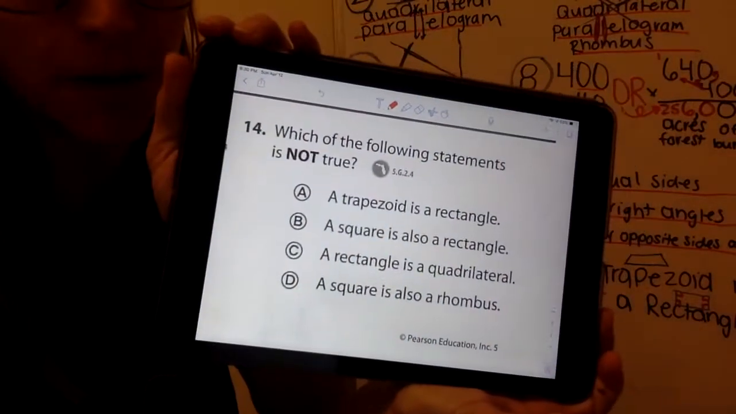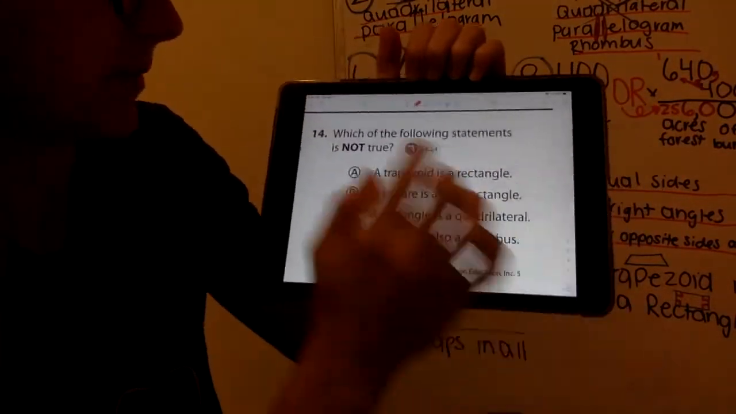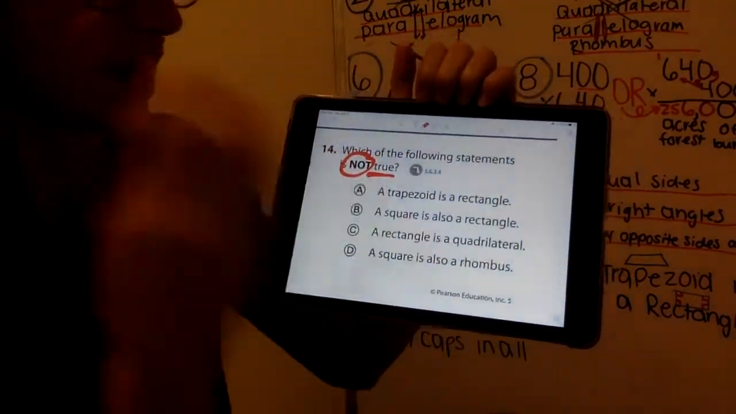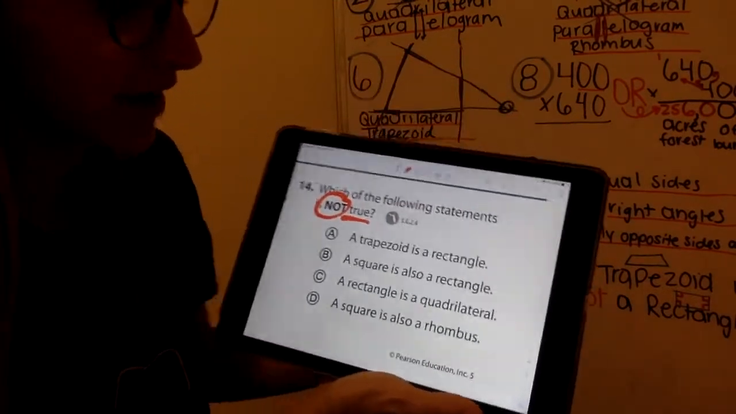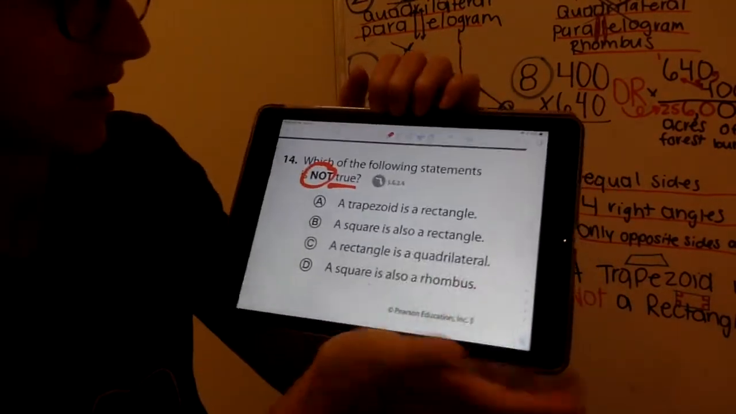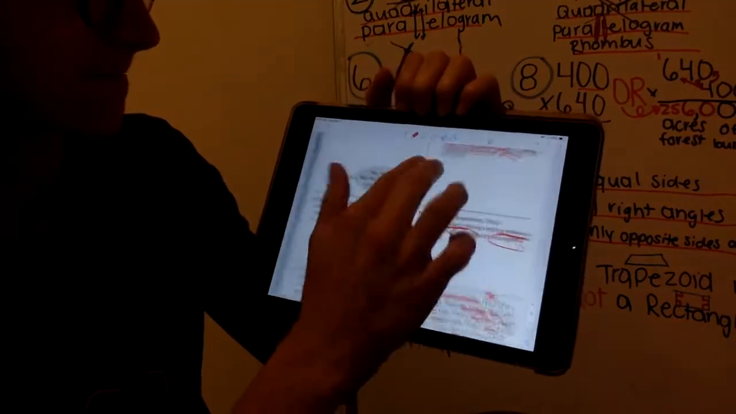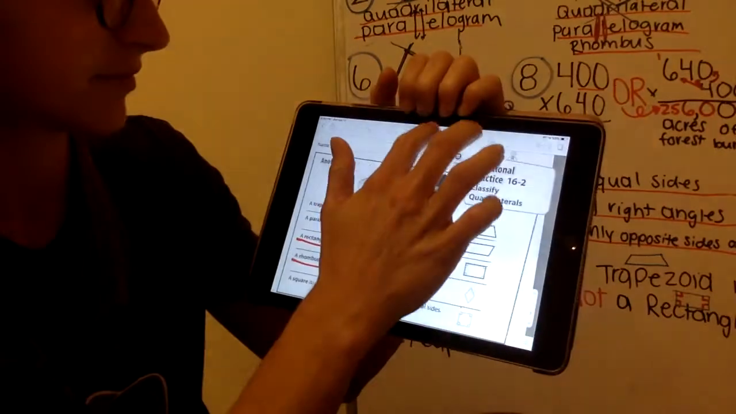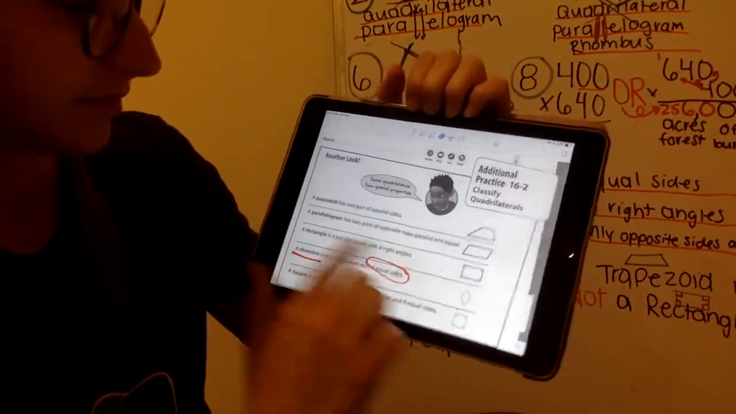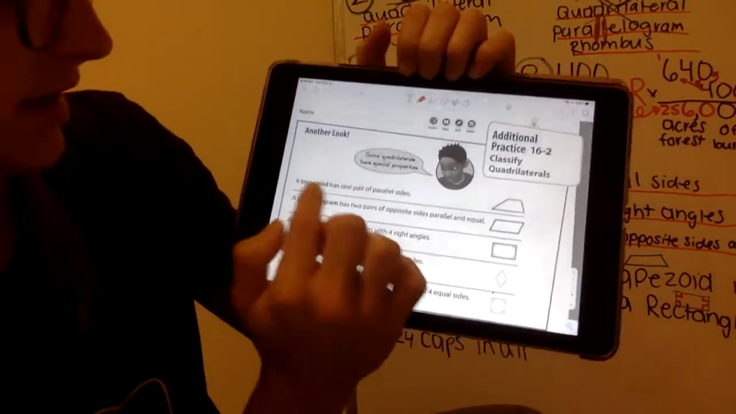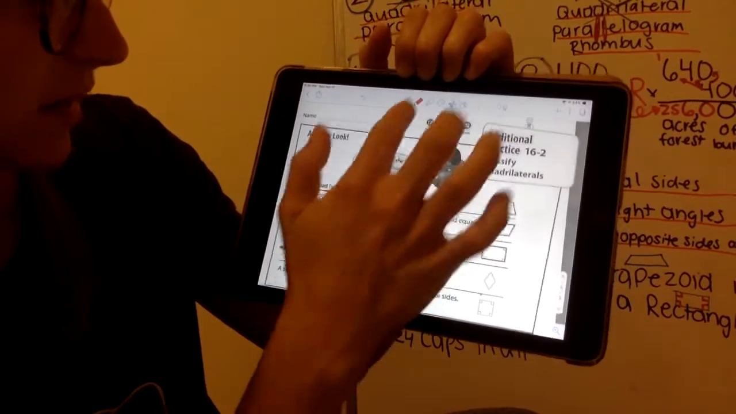I'm going to hold this one up here. It says, which of the following statements is not true? Again, this one you really have to wrap your head around and kind of go back to those definitions. A trapezoid is a rectangle. Well, let's kind of come on up here and we want to compare them.